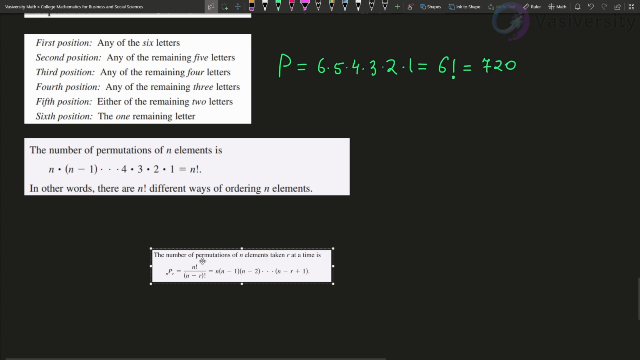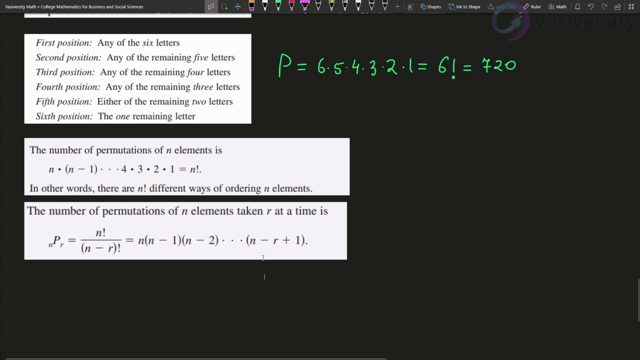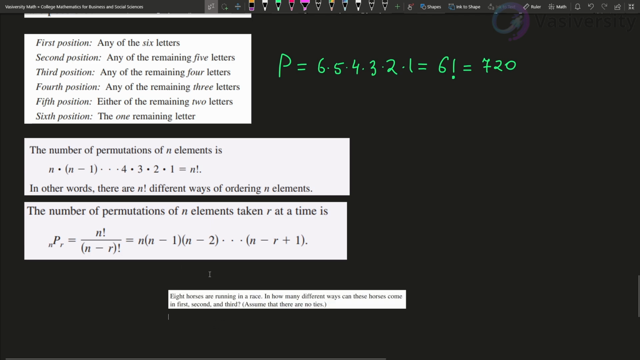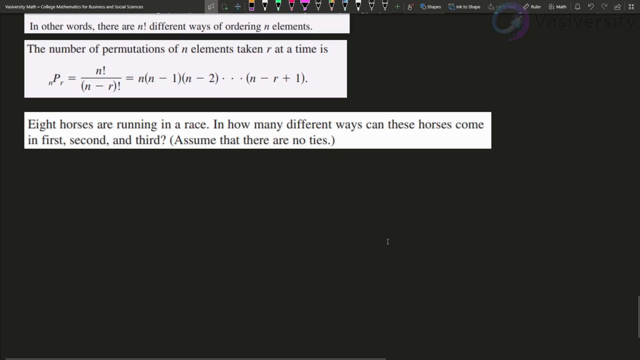So the number of permutations of n elements taken r at a time is given by the formula. Depending on how many elements we need to take at a time, because sometimes we can have multiple elements. So what would be an application of that? Let's take a look at this problem. Assume we have 8 horses running in a race. In how many different ways can those horses come in first, second, and third places? Assume that there are no ties. That means we're picking 3 elements from all of the 8 elements.